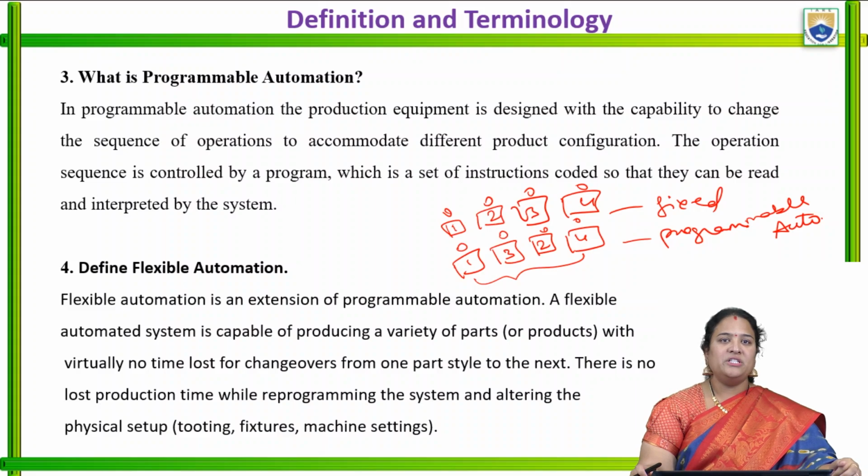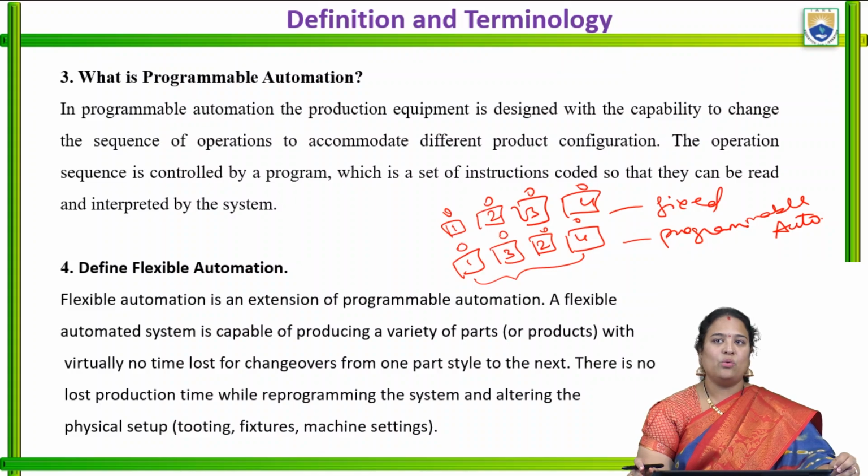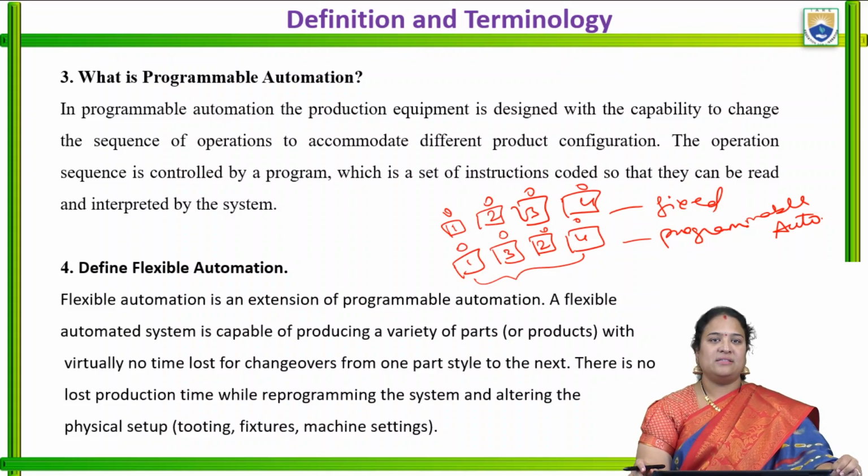The operation sequence is controlled by a program, which is a set of instructions coded so that they can be read and interpreted by the system. That is, the operation sequence will be controlled by a program, a set of coded instructions that can be read and interpreted by the system.